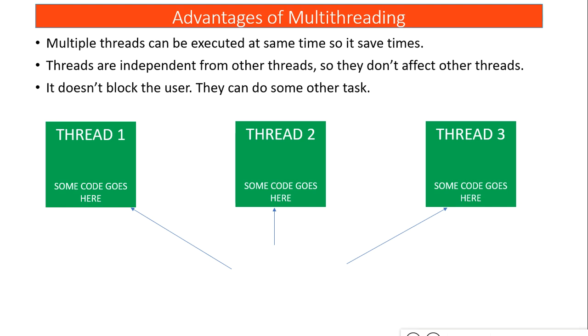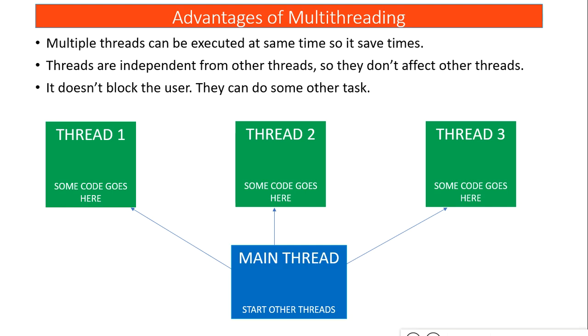So after creating all these threads, you must connect them in the main thread. You will create a main thread and connect all these threads to it by calling the start method. Once you start all these threads, thread 1, thread 2 and thread 3 will not execute one by one. Thread 1 will execute for some time, then the compiler will switch to thread 2, then to thread 3, and so on until all these threads complete their execution.